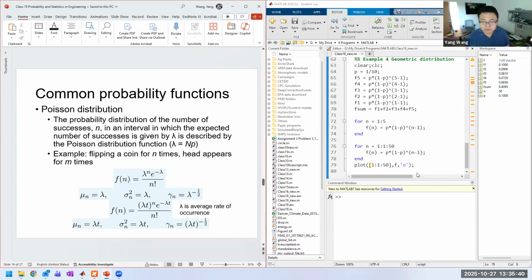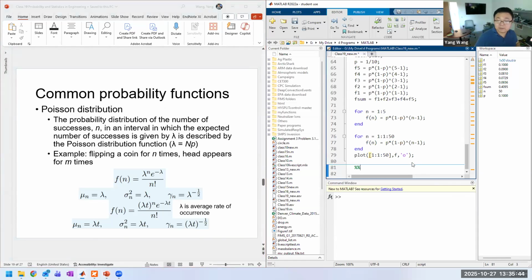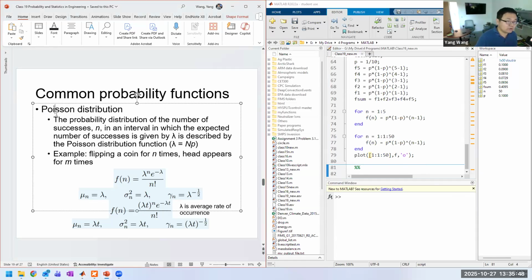So there are other types of probability distribution functions. I would say this one you have probably heard of before, which is the Poisson distribution. The Poisson distribution is a probability distribution of the number of successes or occurrences n in an interval in which the expected number of occurrences is given by lambda, described by the Poisson distribution function.